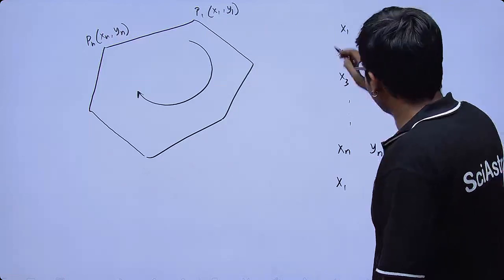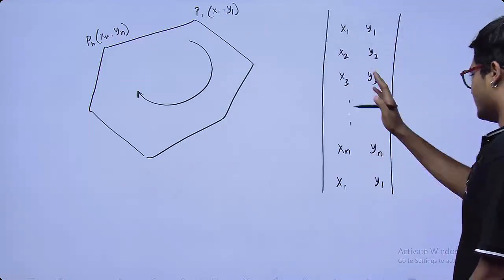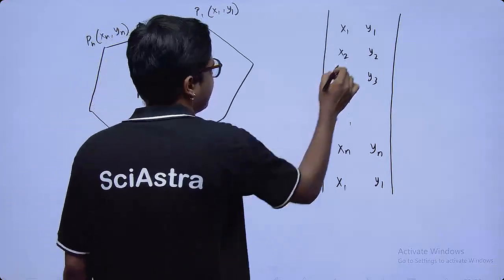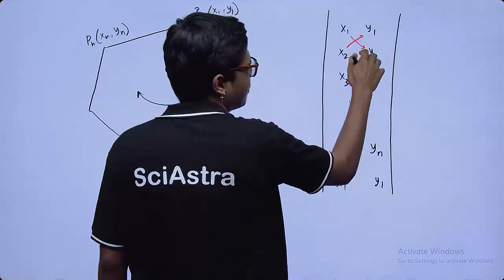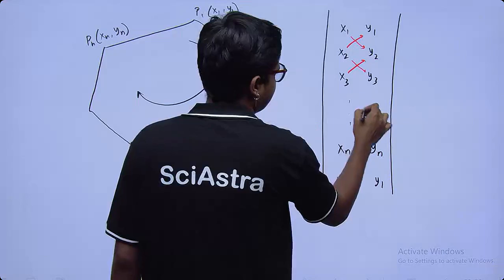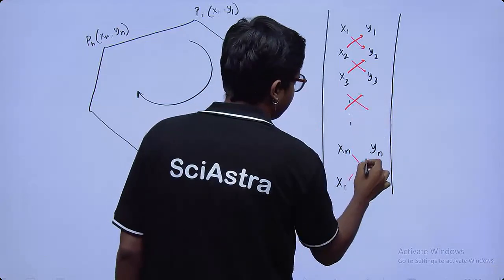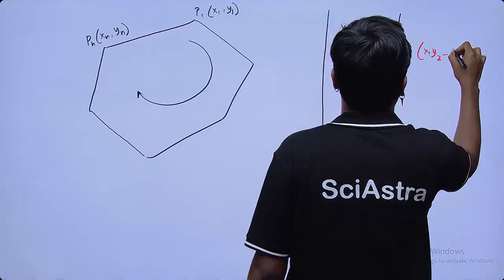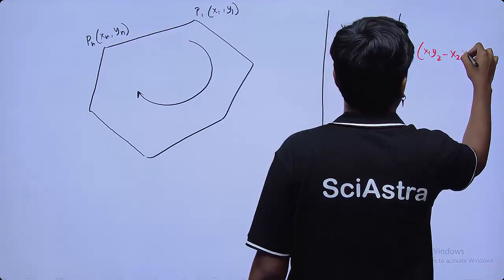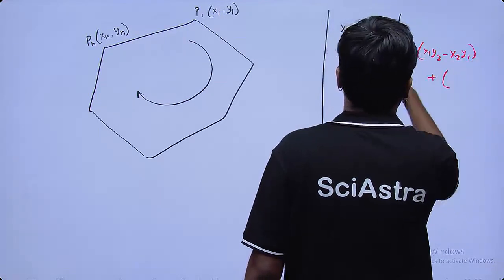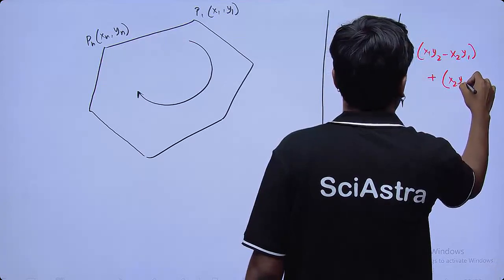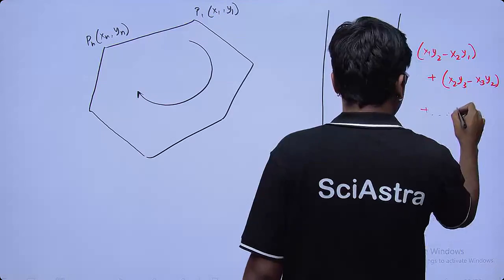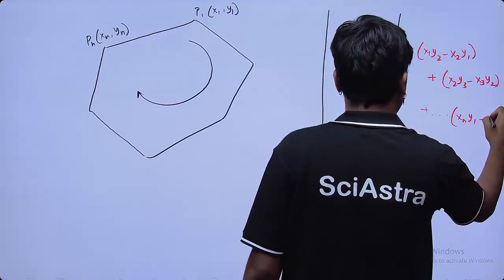So you complete all the points and then you write x1, y1 again. Make a table like this. What you do is, you cross multiply them diagonally, kind of like solving for 2 cross 2 determinants, okay. All the way till here, right? So what are the values you are getting? So you'll get x1, y2 minus x2, y1 plus x2, y3 minus x3, y2, right? All the way till xn, y1 minus x1, yn.